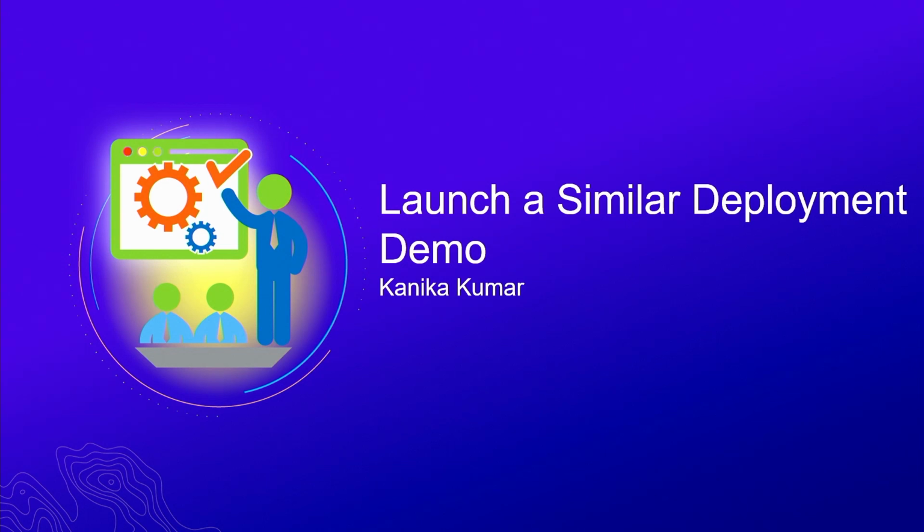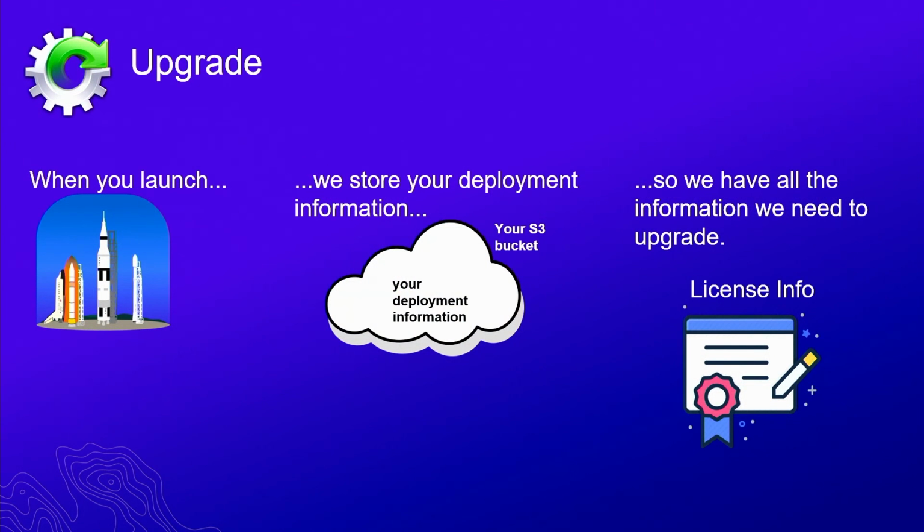So you've seen how you can create a similar deployment and essentially go next through it and just change the few things that you do need to change. The other thing besides launching that we said the Cloud Builder was designed to do is it's also designed to upgrade. So when you launch using the Cloud Builder, we store your deployment information in your S3 bucket. This S3 bucket is not accessible to Esri. It needs your account credentials to access it.